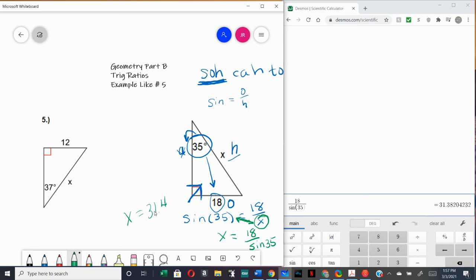So I hope this helps you solve number 5 in the lesson. If you still struggle with this as you're working, please make an appointment for a help session and let me know through teacher message.